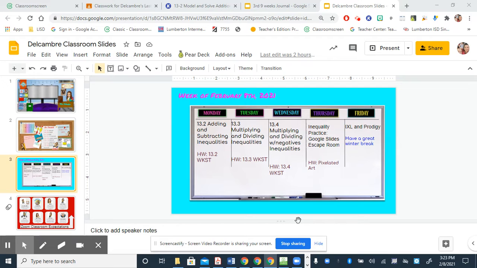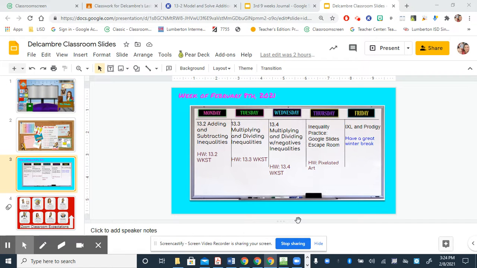Thursday we're going to be doing some Google practice, Google Slides, Google Forms, an escape room, and your homework is going to be a pixelated art activity like we did a couple weeks ago where you type in your answer and then the image appears on the left. And Friday we're going to have a Prodigy iExcel day. So that gives you a rundown for today.